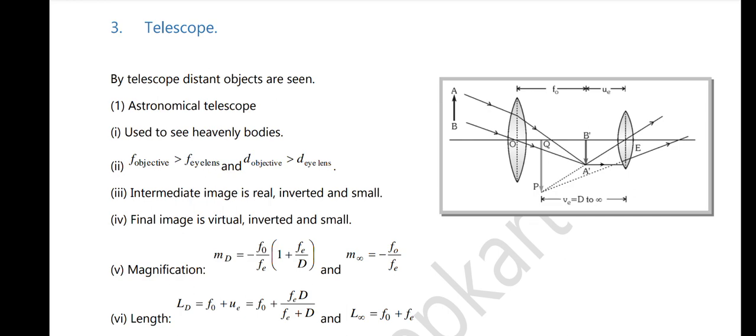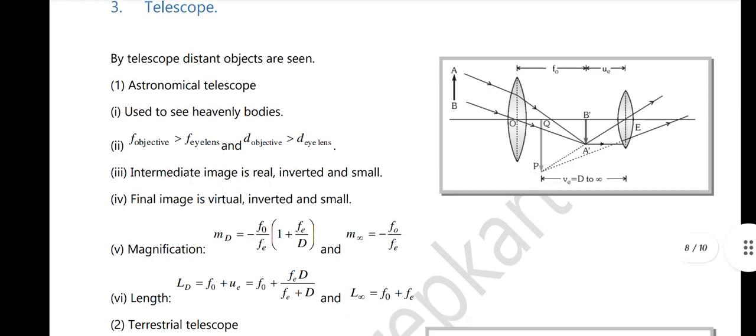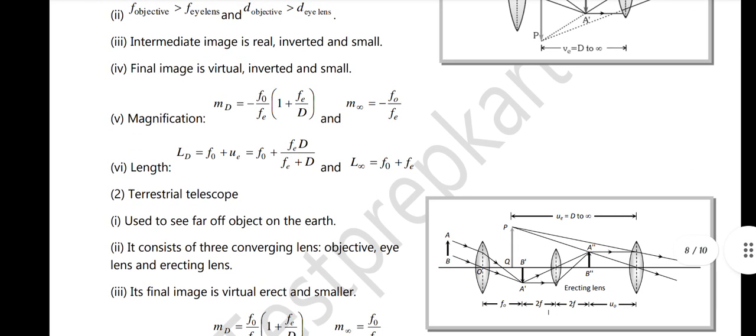Magnification M_D is equal to minus f naught by fe into (1 plus fe by d), and M infinity is equal to minus f naught by fe. This is the formula. Now the length formula: L_D is equal to f naught plus u_e, which is f naught plus fe into d by (fe plus d), and L infinity is equal to f naught plus fe. This is the length formula, and that is the magnification formula.